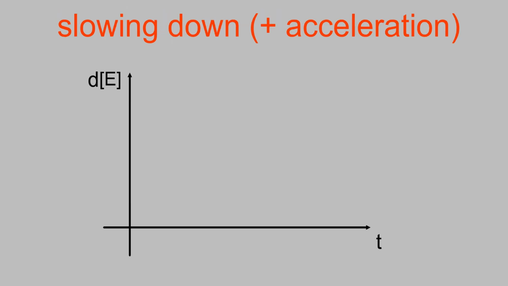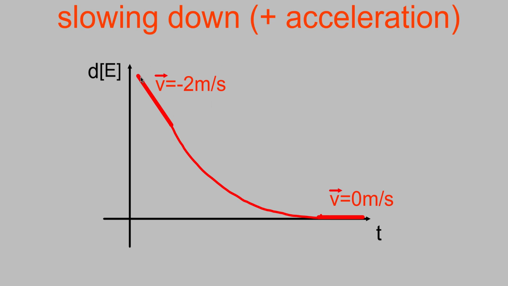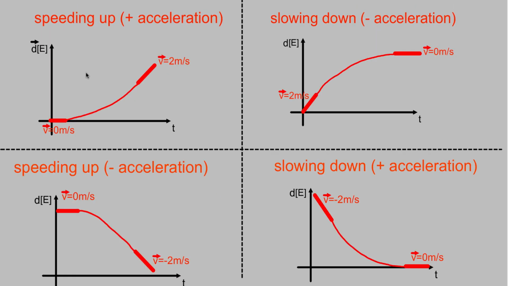And our last one will be slowing down, which is positive acceleration. So I'm going to start off by having some negative velocity, and then I want to go to rest. And the smooth curve that joins those two looks something like this. So we've gone from having a velocity of negative 2 meters per second to 0 meters per second. So this is slowing down, and the only way you're actually slowing down in this case would be if you are accelerating positively.